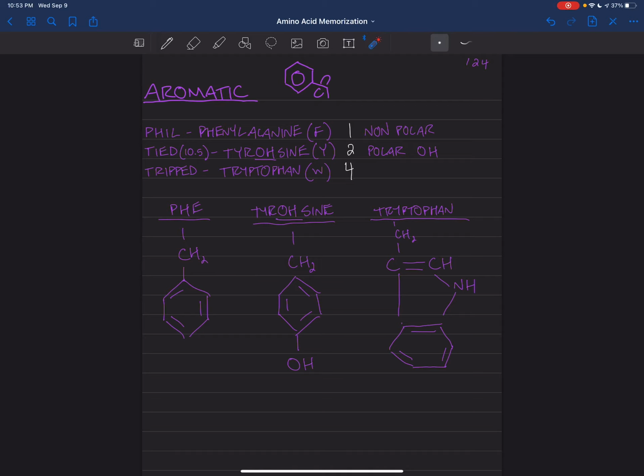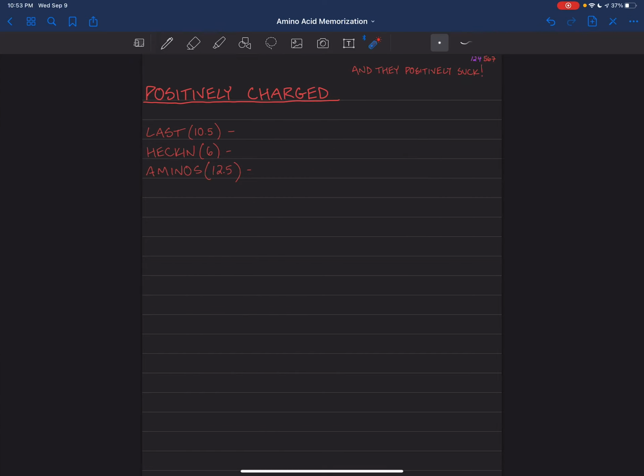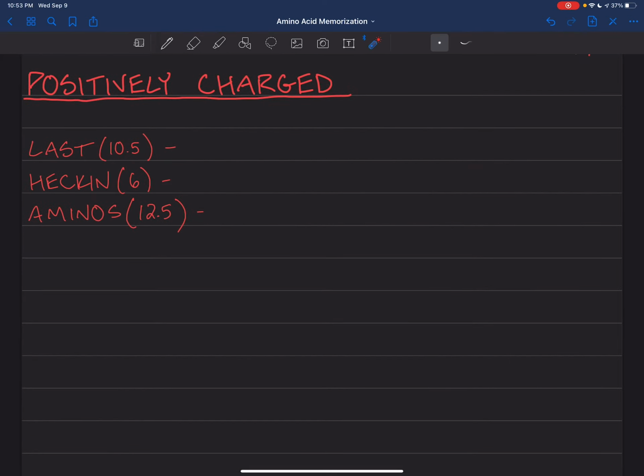All right, now moving on to the final fight here, our positively charged amino acids. And these ones are tough, okay?